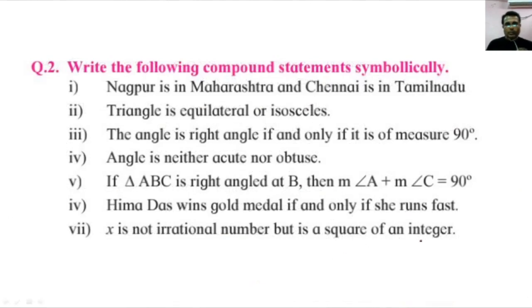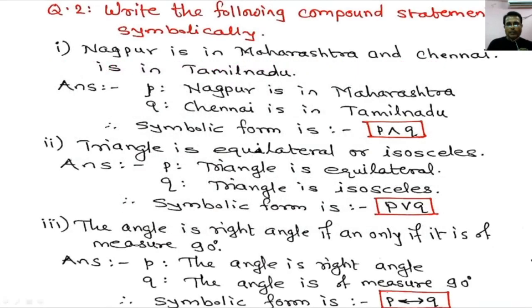Next, we have to consider the second question: write the following compound statements symbolically. We have to consider that these are actually compound statements. Consider their simple statements, and we have to find their symbolic form. So let us see the answers one by one.